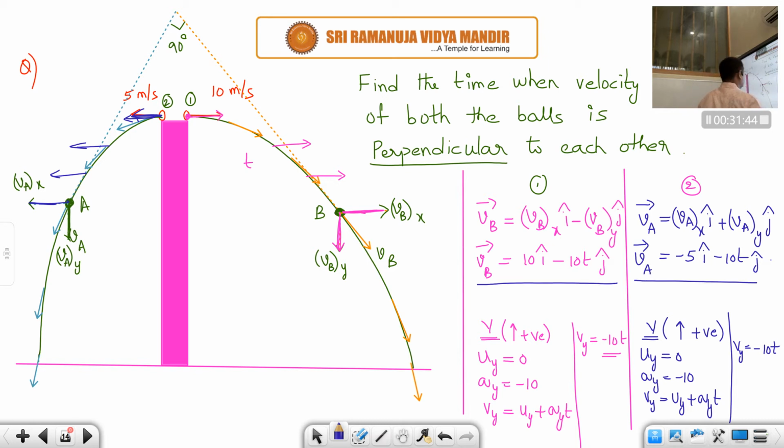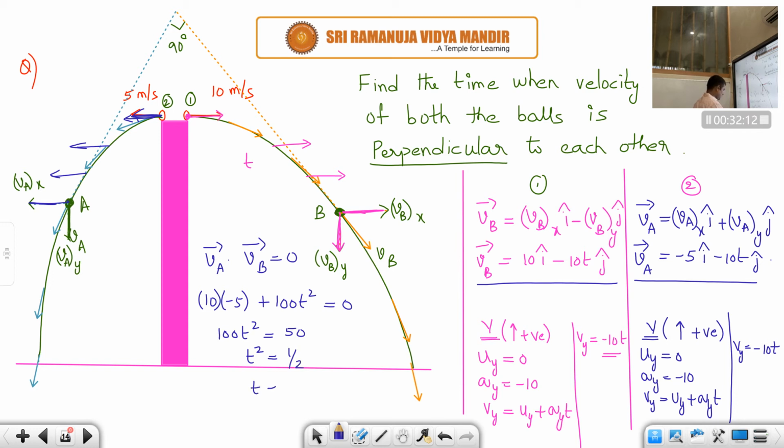Now these two vectors I have to do the dot product. If two vectors are perpendicular, then velocity of A dot velocity of B must be equal to 0. So dot product means 10 into minus 5, x components, plus minus 10t into minus 10t, which is 100 t square, should be equal to 0. So 100 t square is equal to 50. So t square is equal to 1 by 2, or t is equal to 1 by root 2 second. So after a time of 1 by root 2 second, these two vectors will be perpendicular to each other. Okay, students, I hope you are clear with this one.